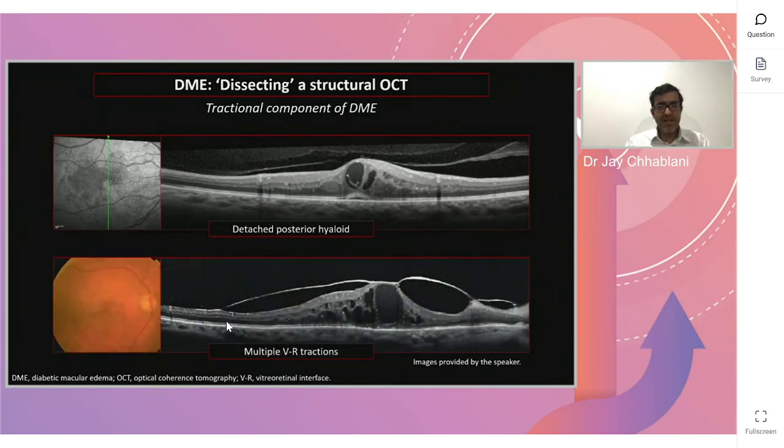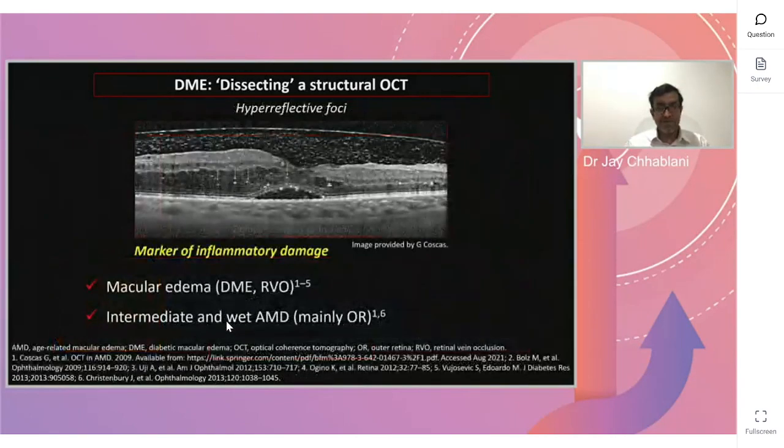But if you look at this scan, you are seeing that this hyaloid face is actually causing traction. The tractional component is very important in this patient. And why this is important is because this is going to limit your treatment outcome, and you might have to consider a surgical intervention at a very early stage of the treatment.